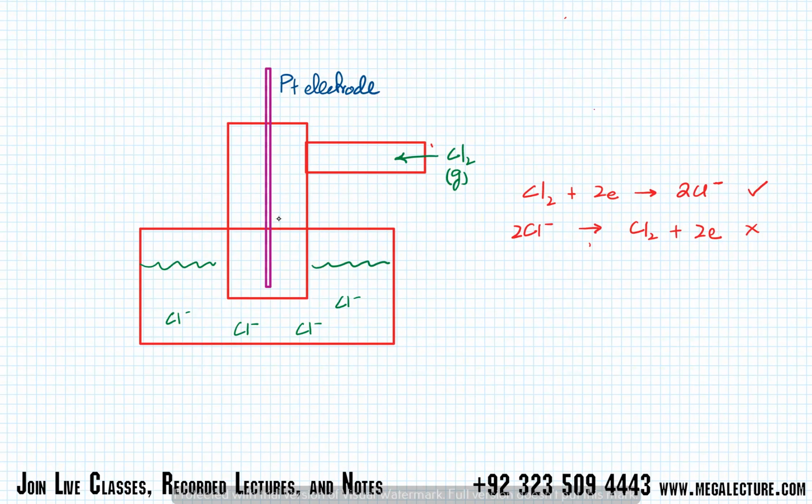As soon as the chlorine molecules come close to it, they will start to gain electrons and turn into Cl- ions. Those Cl- ions will start going into the solution, dissolving into the solution. And since these chlorine molecules are gaining electrons from the platinum electrode, the platinum electrode would become positively charged. So there's going to be positive charge that builds up.